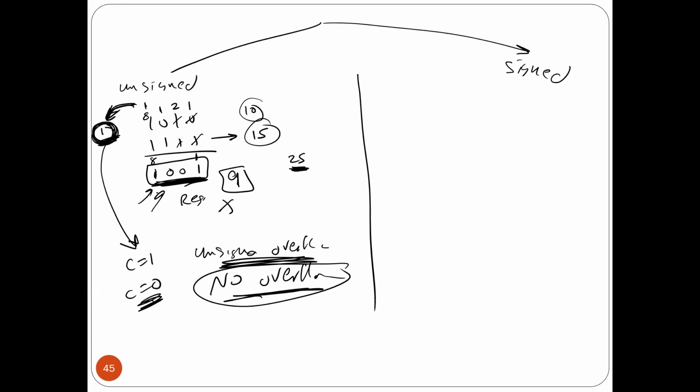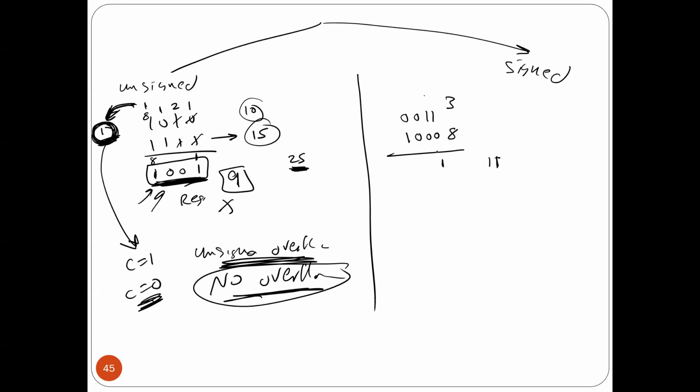I can give you an example for this case. For example, if I want to add this number 0001, which is number 3, to something like this, which is number 8, I'm expecting the result should be 12. Okay, sorry, 11. So let's do the addition.